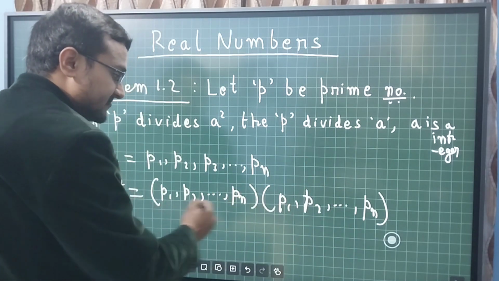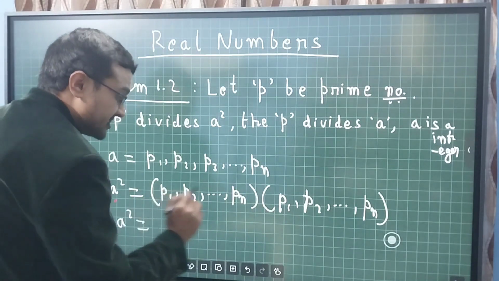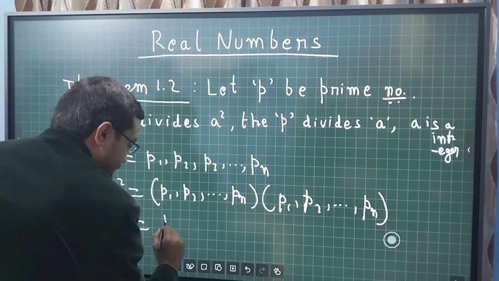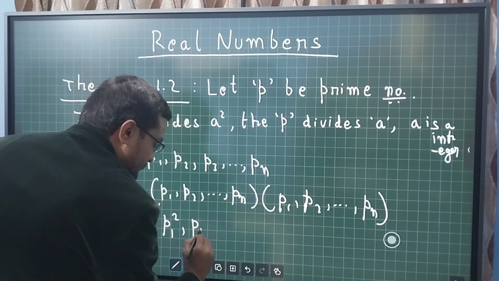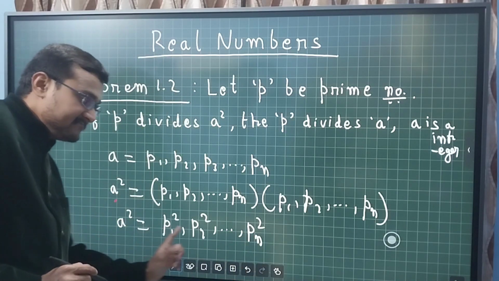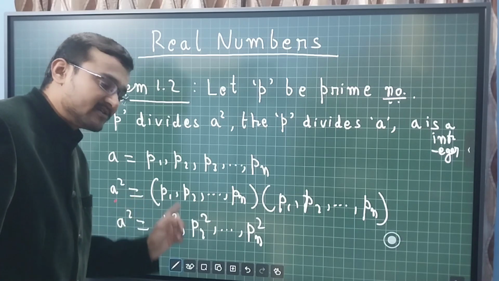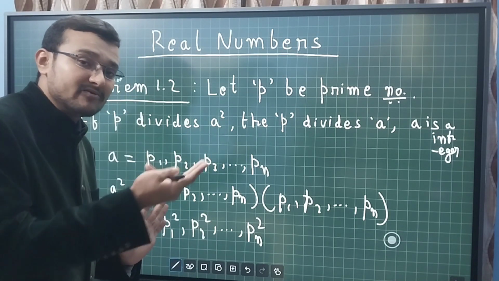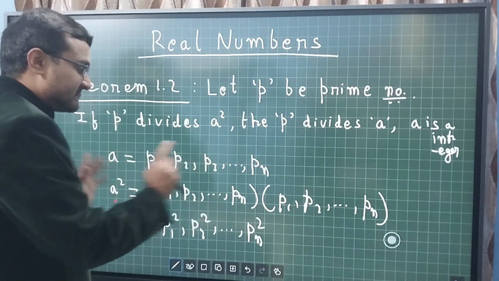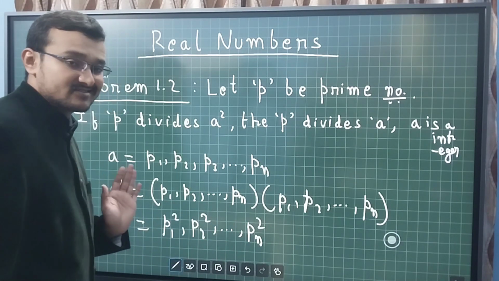So here, A square has P1 2 times, P2 2 times, P3 2 times, up to Pn 2 times. So you can write this as P1 square, P2 square, up to Pn square. So the prime factors of A square are P1 square, P2 square, up to Pn square. For A square also, P1, P2, Pn are prime factors, but the power is 2. In A, we have P1, P2, P3 up to Pn as prime factors, and P1 square, P2 square up to Pn square for A square.